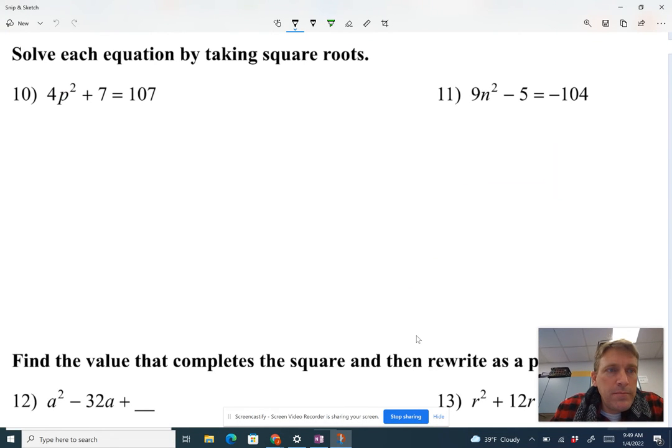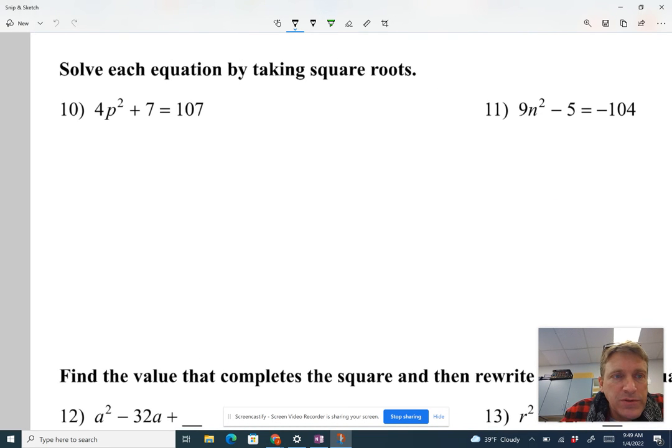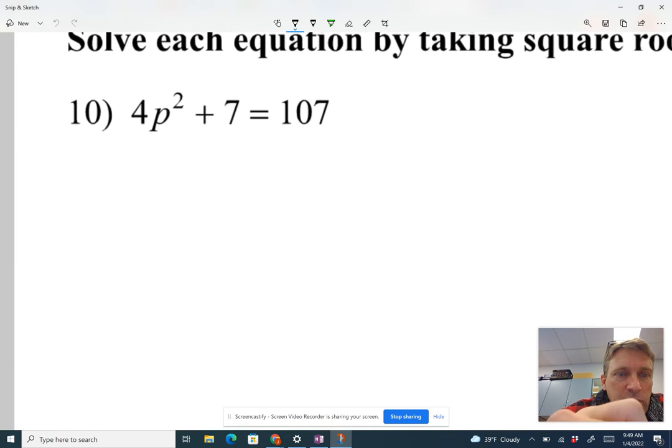Hi, welcome back. This time we're going to talk about how to solve each equation by taking square roots. When you're just trying to solve an equation by taking square roots, the first thing you want to do is get that squared part alone. And so that refers to this p squared for number 10.